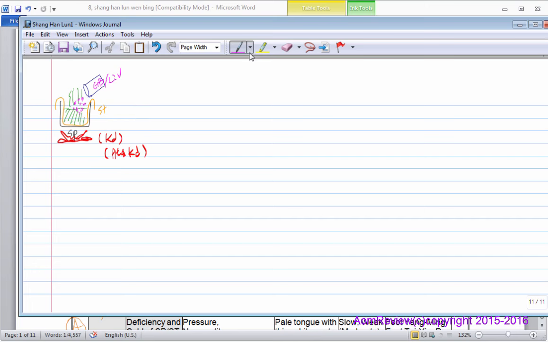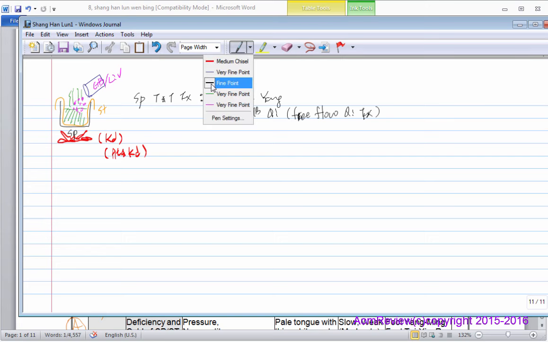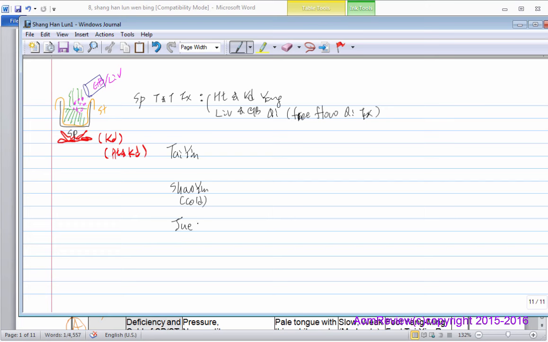So here is the spleen and stomach function. This relies on the heart and kidney yang, or the liver and gallbladder, whose function is the free flow of qi. Without this function, the spleen may not proceed to its normal function. Okay, so that's why you can write it down this way. So here's the Shang Han Lun, I mean the three yin channels, with the Tai Yin and also Shao Yin. It must be cold, and also there's the Jue Yin channel. These are what we call the Shang Han Lun stages, the very last one, and you can use it this way.